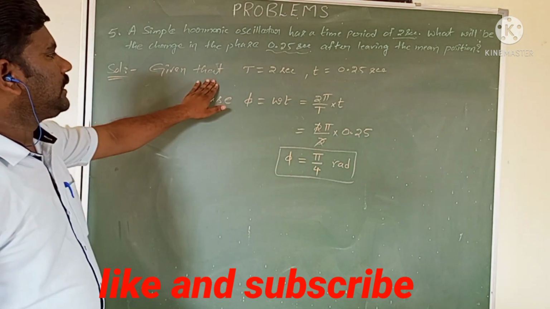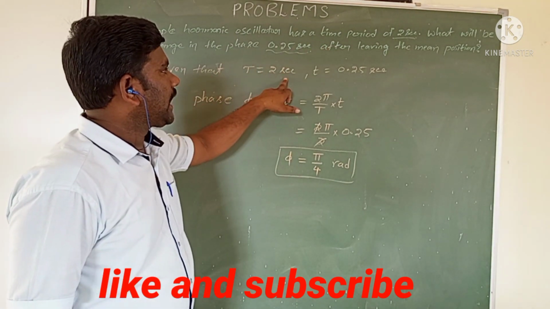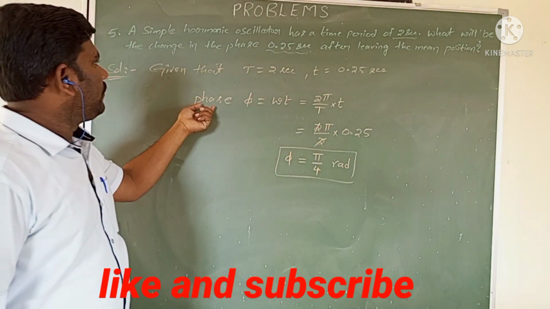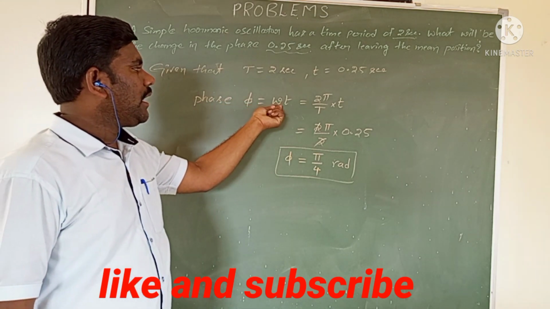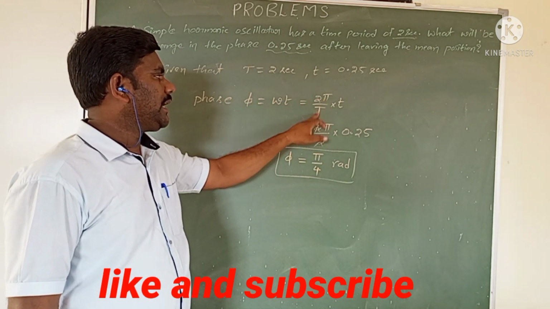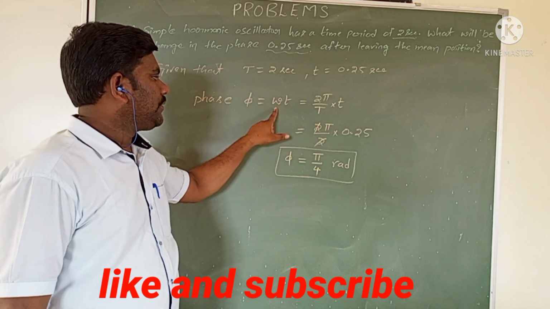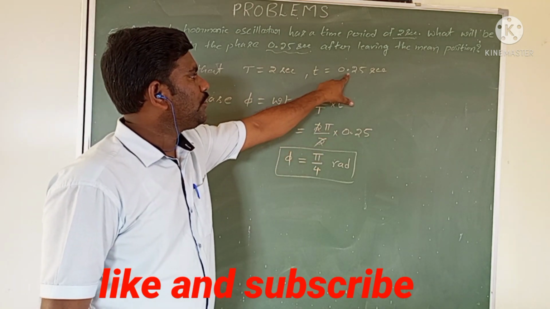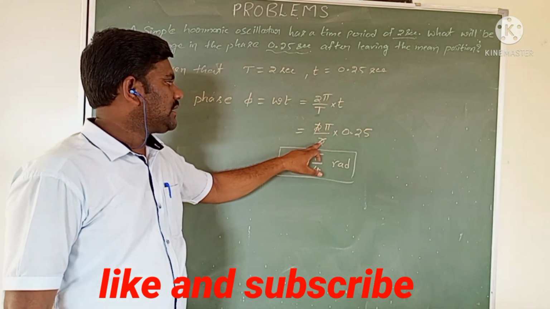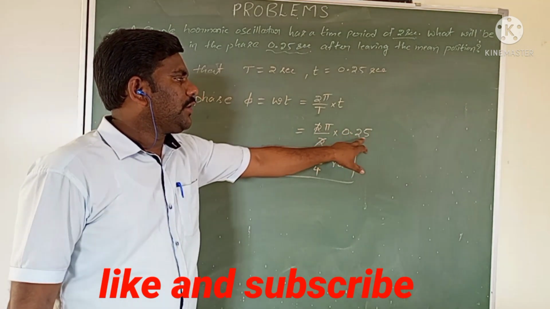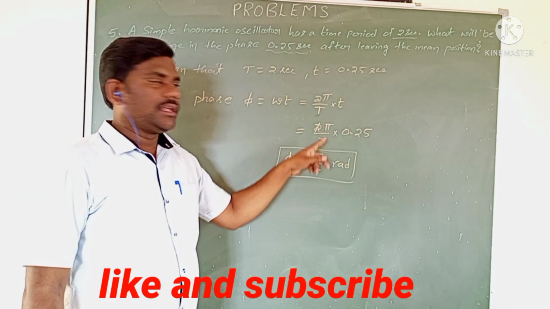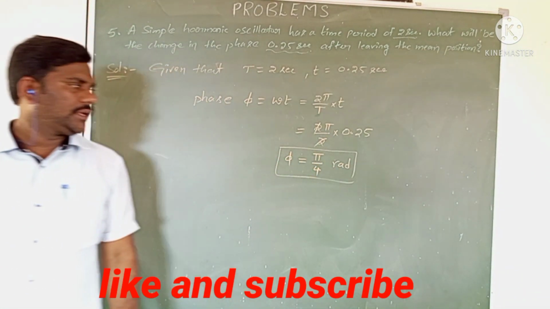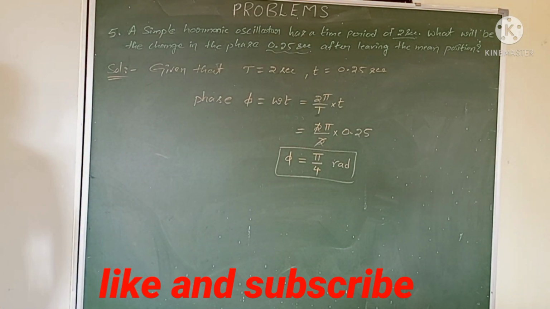So once again, given that time period T is equal to 2 seconds and the small time change dt is equal to 0.25 seconds, we can find the phase. Phase is equal to omega into t. Omega means 2 pi by T into small t. Then we substitute the capital T value: 2 pi by 2 into small t value 0.25. Then the 2 cancels, and 0.25 we can write as 1 by 4. Therefore pi by 4, the units is radians. Then the phase value is equal to pi by 4 radians.